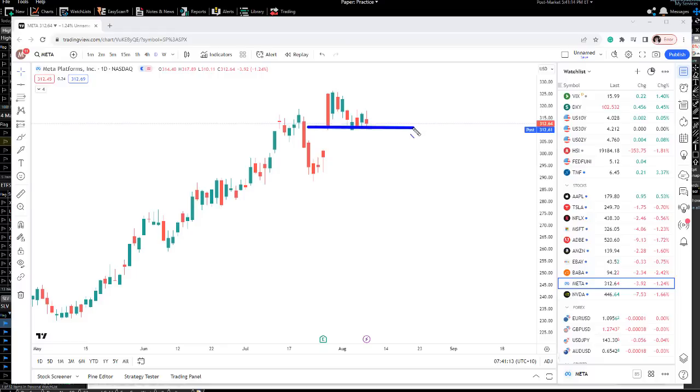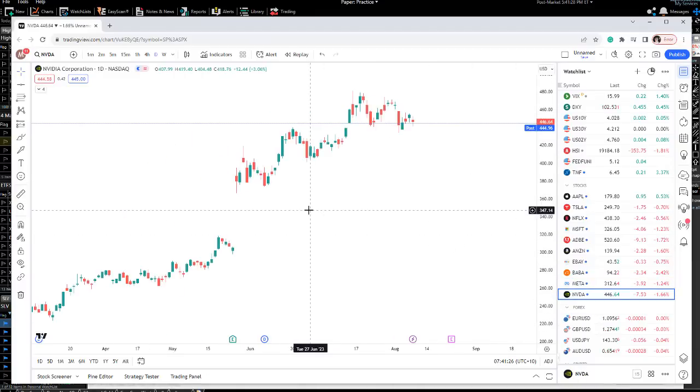And last off the list, guys, which is Nvidia. Nvidia, same sort of thing, guys. If Nvidia does break this 444 level, where it is there, then we're probably going to see a move down to maybe 400, possibly even down towards this 380 level there.